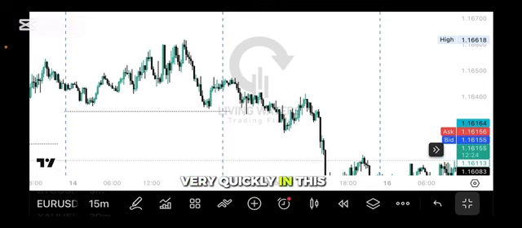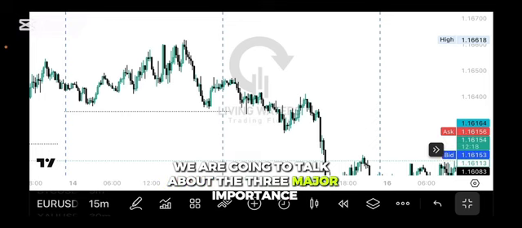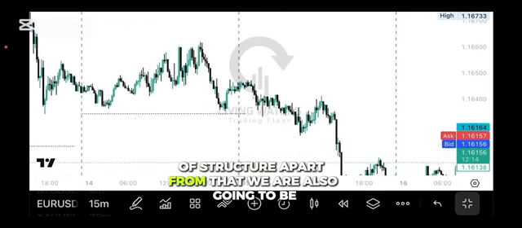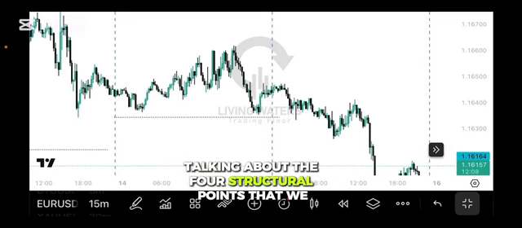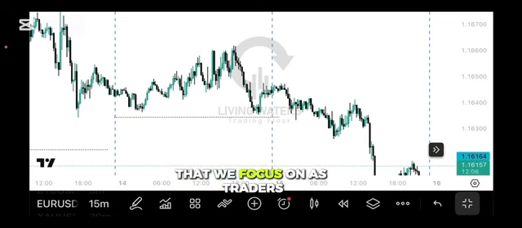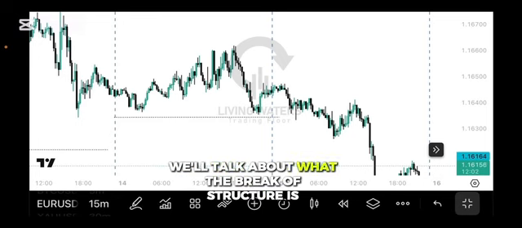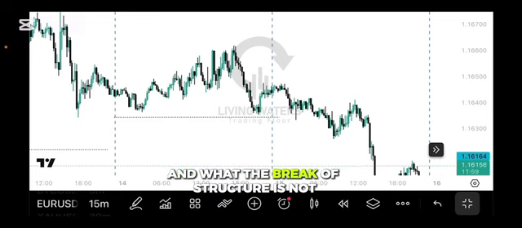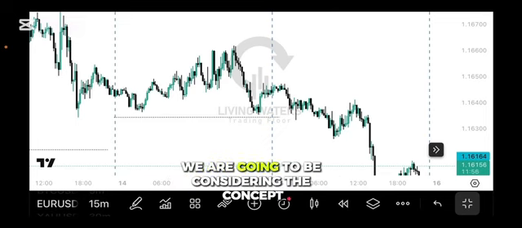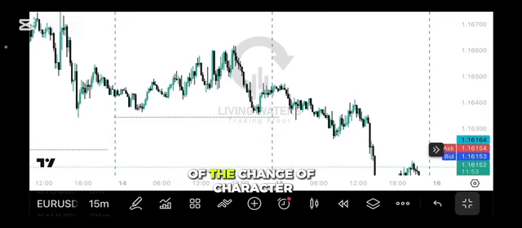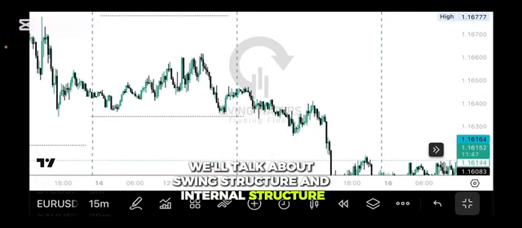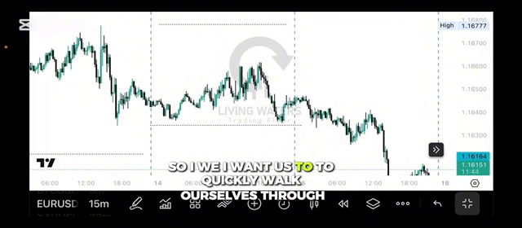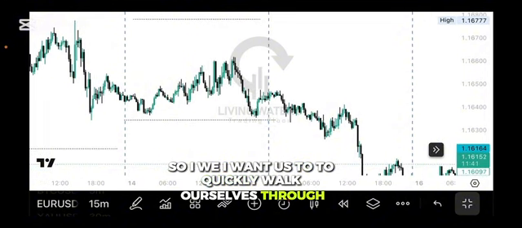So very quickly in this lesson, we're going to be learning about the market structure. We are going to talk about the three major importance of structure. Apart from that, we are also going to be talking about the four structural points that we focus on as traders. We'll talk about what the break of structure is and what the break of structure is not. We are going to be considering the concept of the change of character. We'll talk about swing structure and internal structure. So I want us to quickly walk ourselves through these.